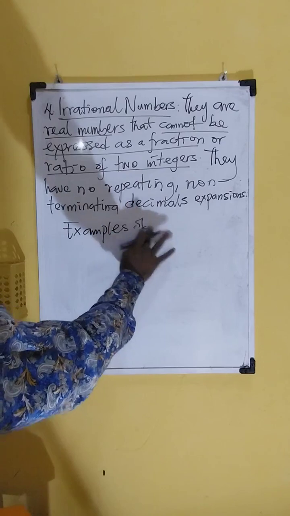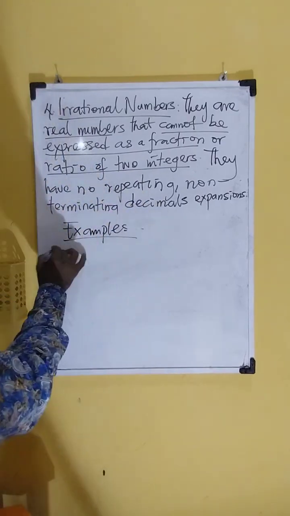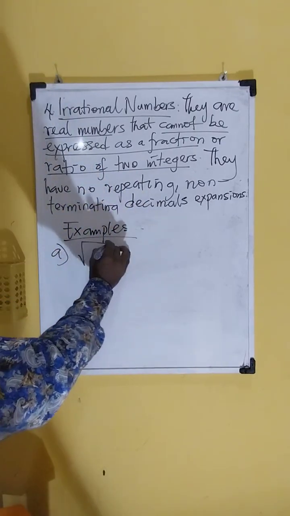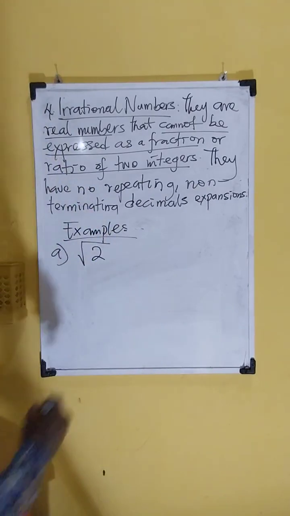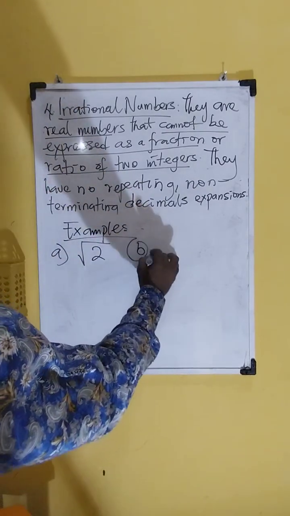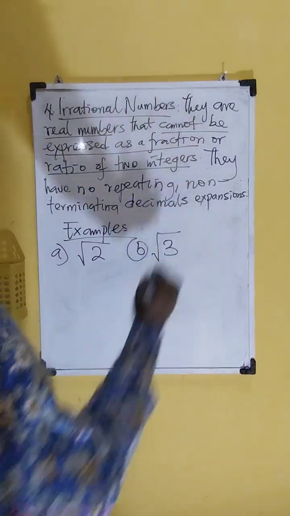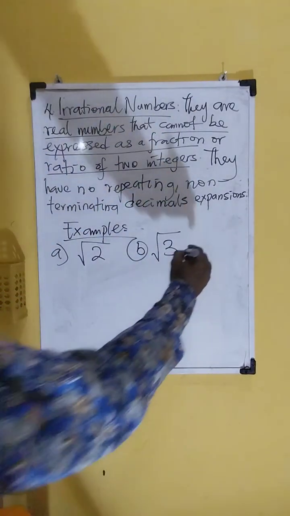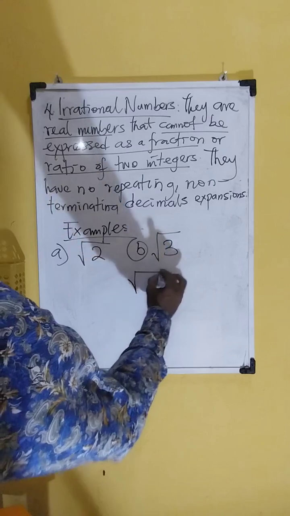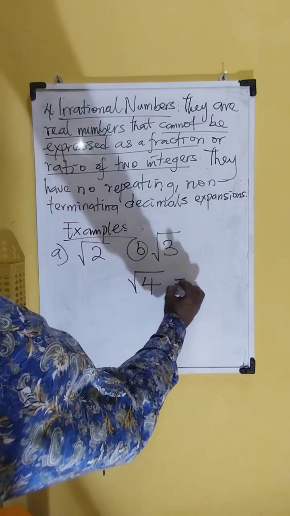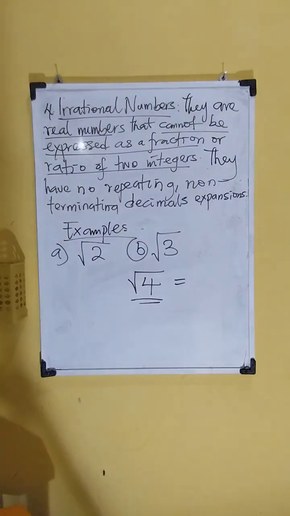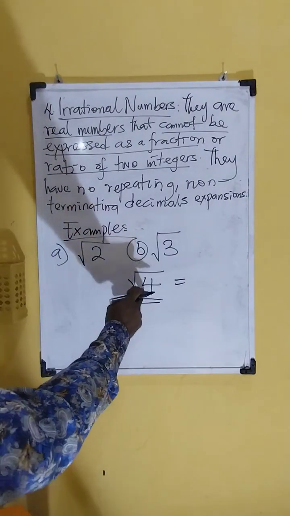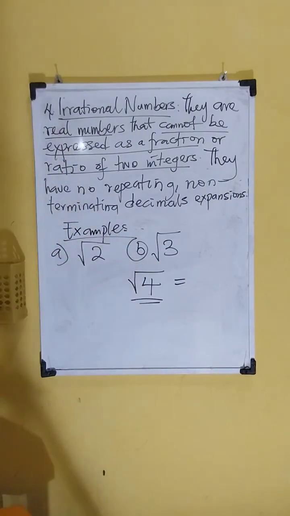Examples of irrational numbers. Example 1, the square root of 2. Square root of 3. The square root of 4. The square root of 4 is not an irrational number. Why? Because when you find the square root of 4, what is the square root of 4?